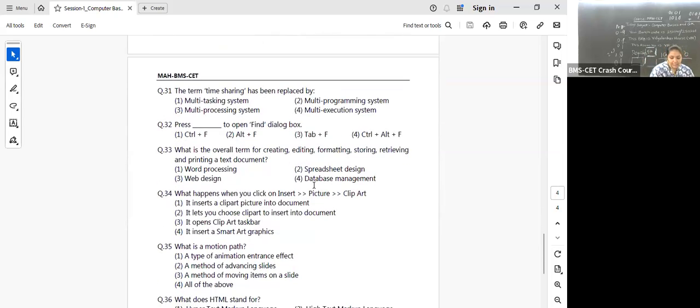Next is, the term time sharing has been replaced by, anybody? Time sharing means the system is running, say, 2 documents at a time. See, if you know, you need to raise your hands. Multitasking. Then anybody else?